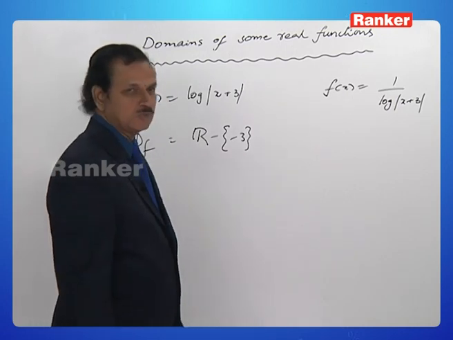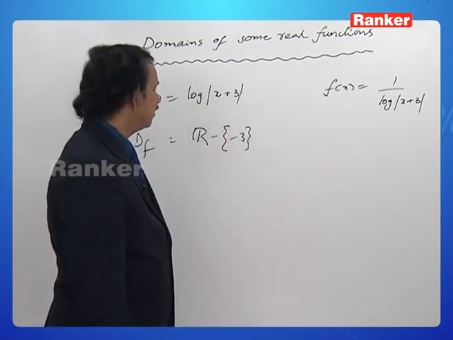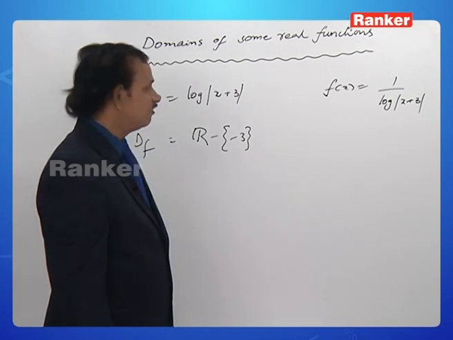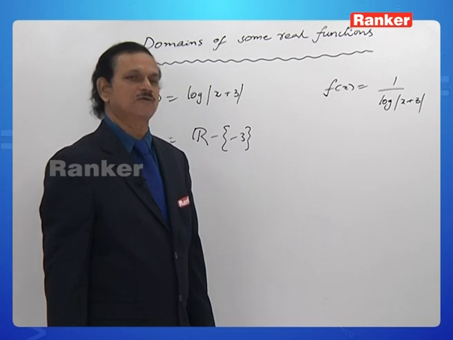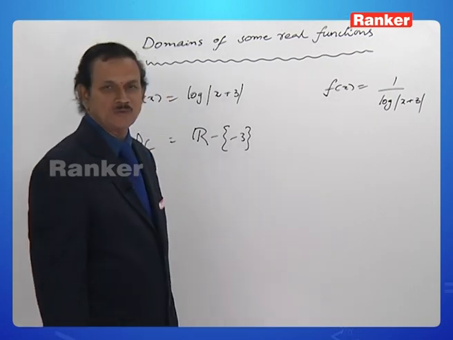What is f of minus 1? Minus 1 plus 3 is 2, log mod 2 is log 2. What is f of minus 5? Minus 5 plus 3 is minus 2, mod minus 2 is 2, log 2. Yes, it can be defined, no problem at all.